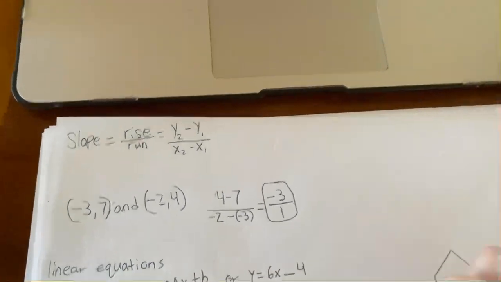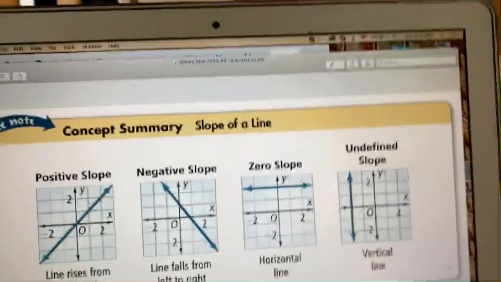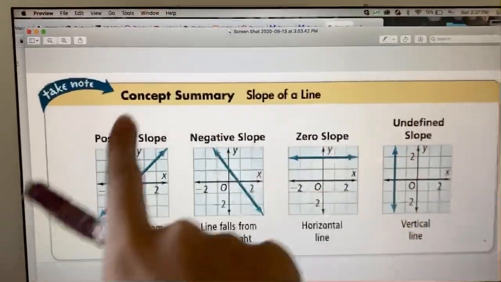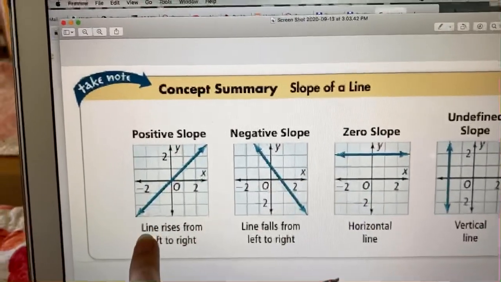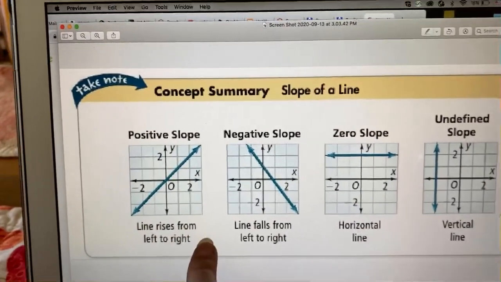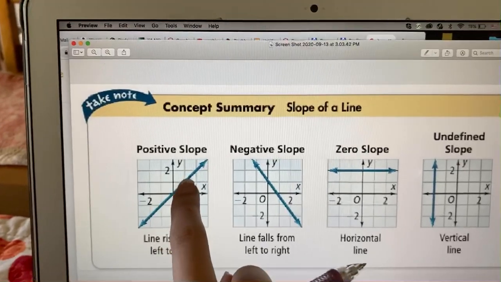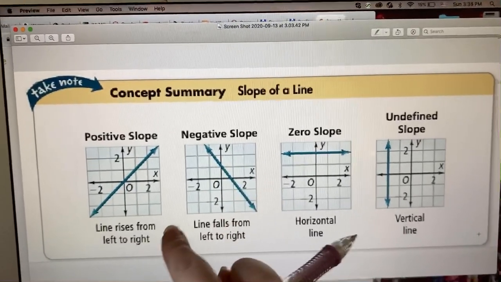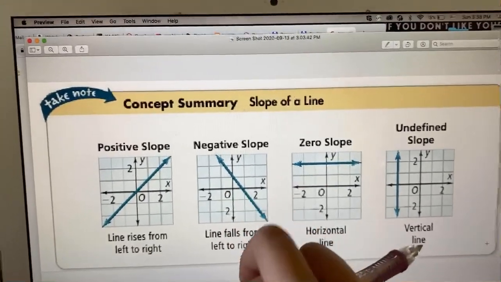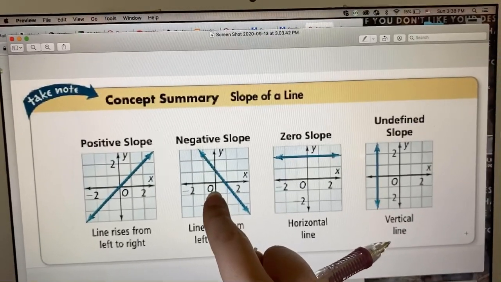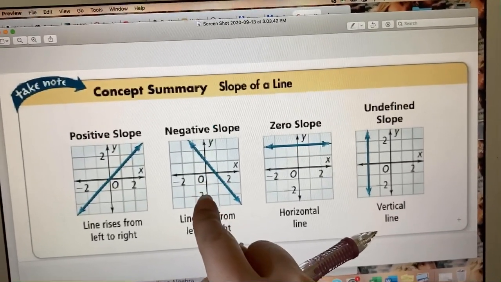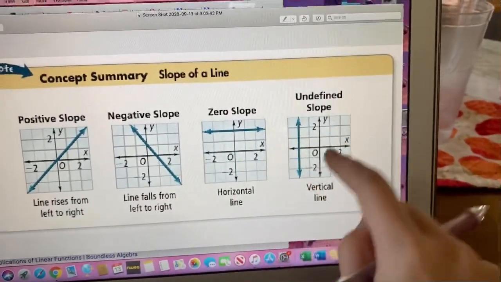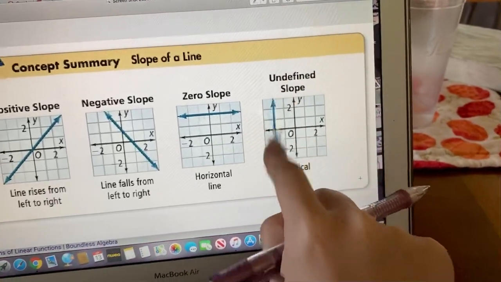Right here I have put the different types of slopes of a line. Here are the different diagrams. A positive slope, like it says, the line rises from left to right. For example, up one, across one, up one, across one. A negative slope, the line falls from left to right. So normally that means you go down and then right, down and then right. Zero slope is a horizontal line. Undefined slope is a vertical line.